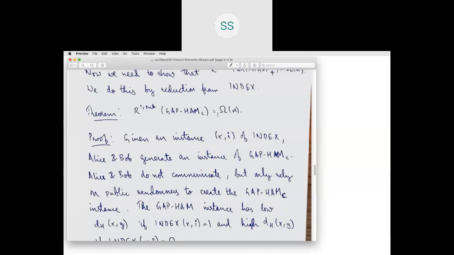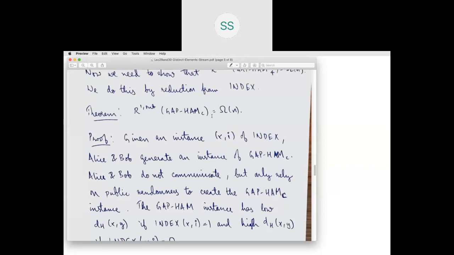To prove the gap Hamming lower bound, we are going to use a reduction from index, and it is going to be a randomized reduction. This reduction will not use any communication between Alice and Bob, and it is going to rely on the shared random bits. Given an instance of index, Alice and Bob will construct an instance of gap Hamming without any communication, using only the shared randomness.